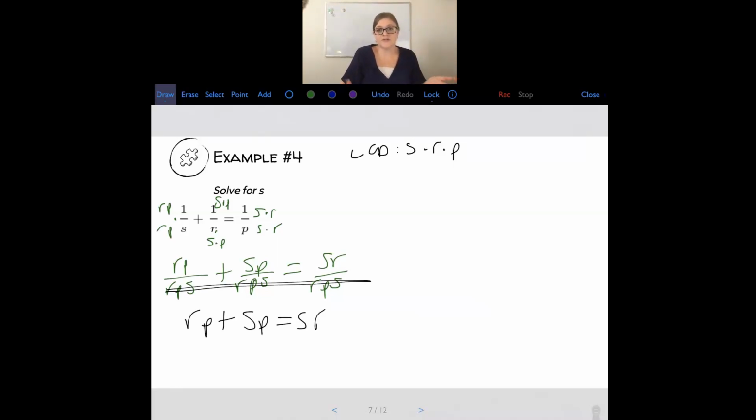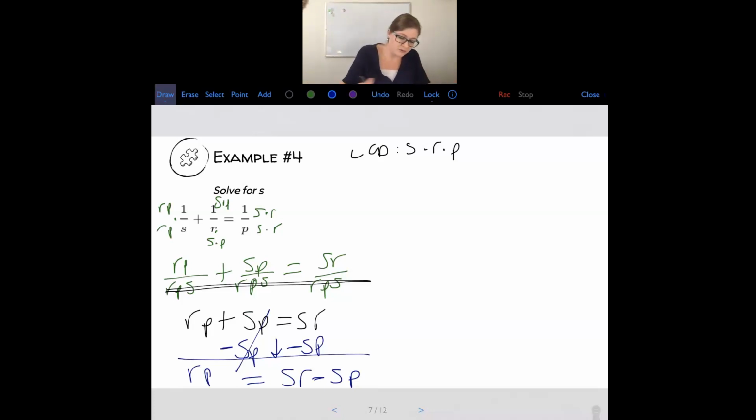Now in order to solve for s, we need to get our s's together and whatever is not part of our s to the other side. So I'm going to subtract sp from both sides. So on the left-hand side, I still have rp. sp minus sp cancels. Bring down our equal sign, and we have sr minus sp. And it just stays that way because they don't combine. They're not like terms, even though they both have s's.